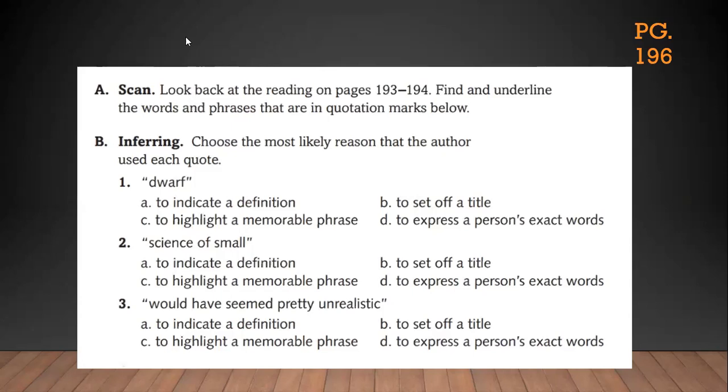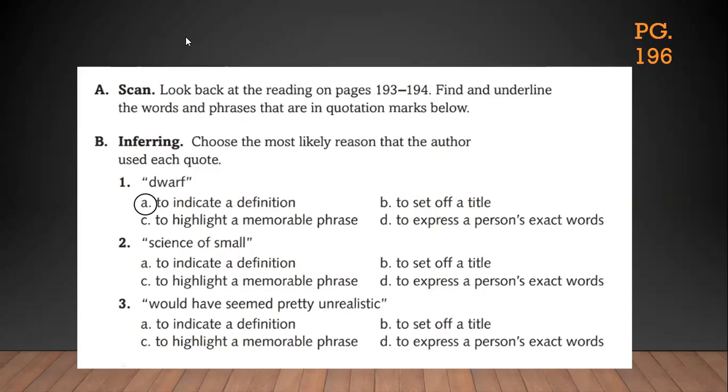Okay, some of you say letter A. Yes, it's that one, to indicate a definition, exactly. Good, we have one. Second one, science of small. This is a phrase that the author used. It cannot be to indicate a definition, right?